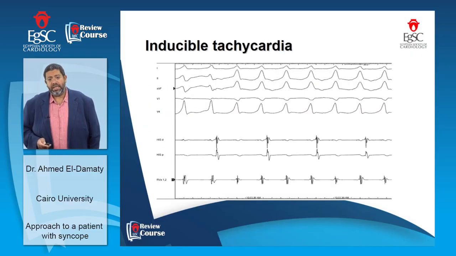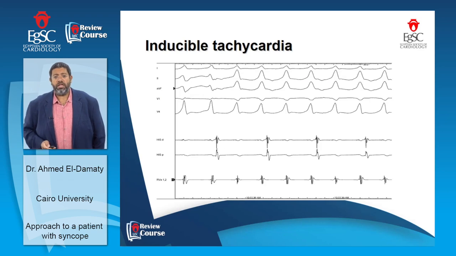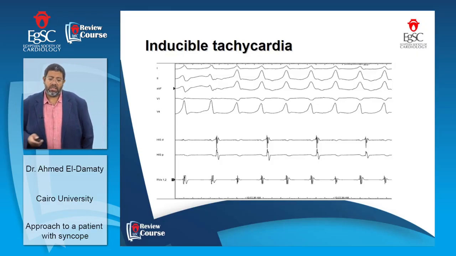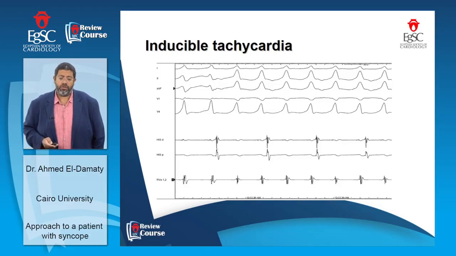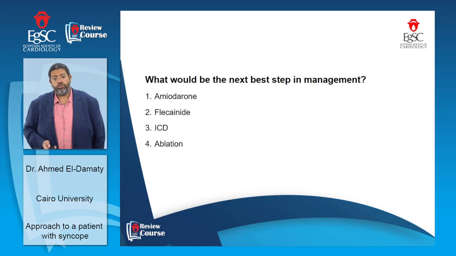This patient indeed had an electrophysiological study. We successfully induced sustained monomorphic ventricular tachycardia. As you can see, there is evidence of more QRSs than P waves, speaking of ventricular tachycardia. And the question is, what would you do next?